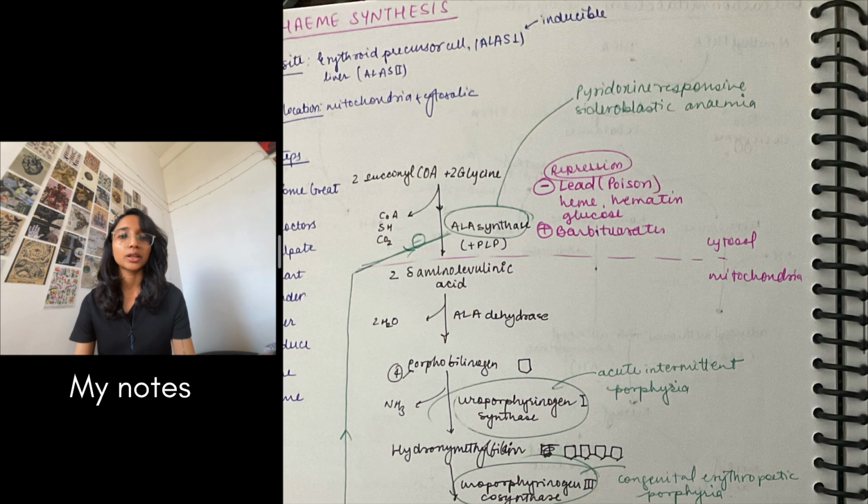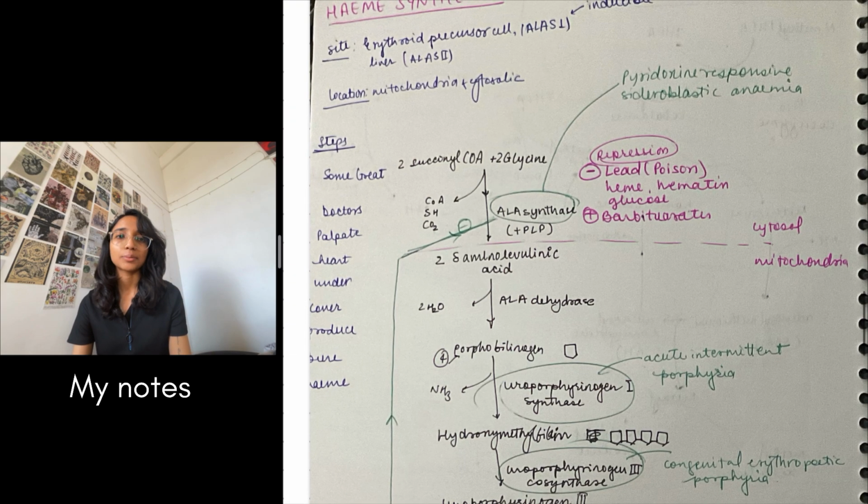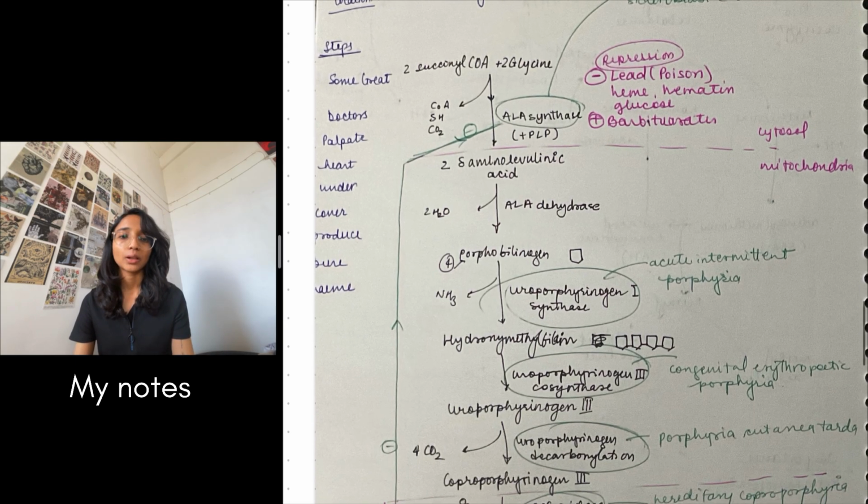And over here in pink, you'll see cytosol, and there is a line under which there is mitochondria. So these two things are happening above in the cytosol, and then it enters the mitochondria. Then again, the steps are going on. I have written ALA synthase. Repression is caused by lead, heme, hematin, glucose. If these substances are there, ALA synthase will be less. And plus barbiturate, which means if the person is on barbiturates, ALA synthase activity will increase. Now in green, I have circled it and written pyridoxine responsive sideroblastic anemia. If there is any problem in this enzyme, this is the disease that might happen, right?